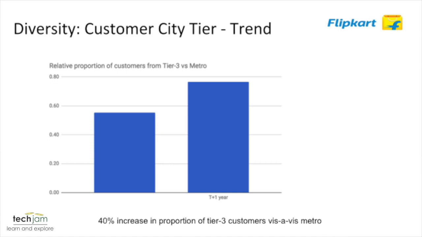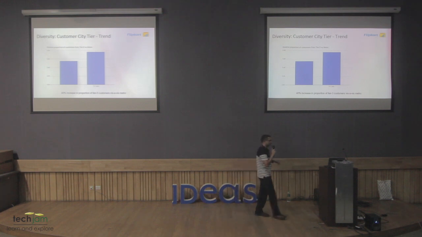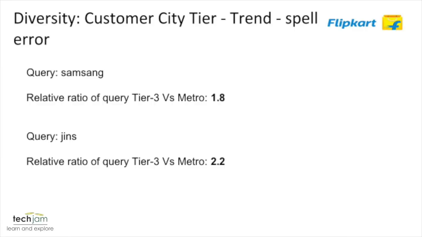So let me give you some numbers in terms of the diversity that we see. First of all, this graph shows you how much growth we are seeing in the tier 3 cities. We live in metros, but the real growth is happening from the tier 3 cities as far as Flipkart is concerned. So more and more users are coming to our platform from there. Now, what is different about tier 3 cities? Take Samsung, and its misspelling. It is almost 2 times more likely that this misspelling will happen from a tier 3 city versus a metro. Take the misspelling of jeans.